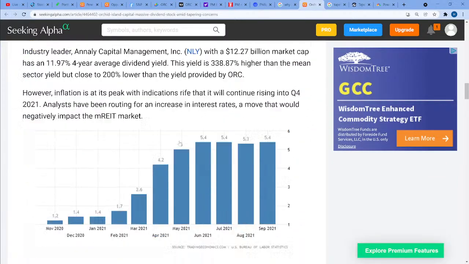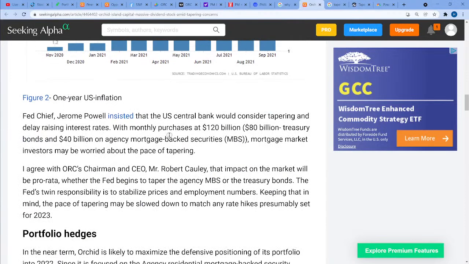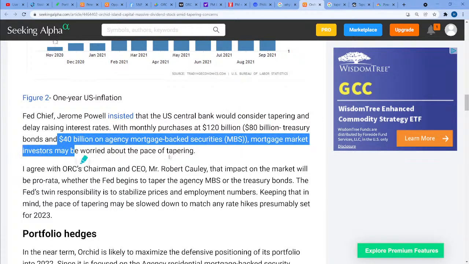Industry leader. They're kind of just comparing these two companies. Delay raising interest rates with monthly purchases at 120 billion, 80 billion treasury bonds, 40 billion, yada yada, mortgage-backed securities.